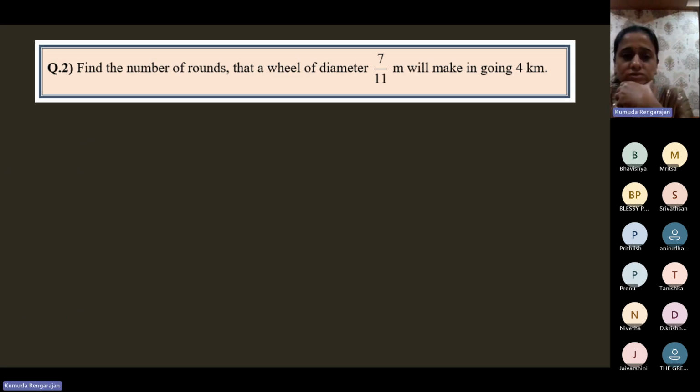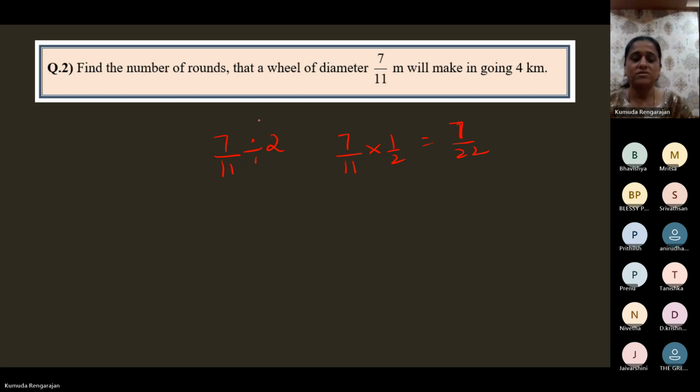Find the number of rounds that a wheel of diameter 7 by 11 meters will make in going 4 kilometers. Find the number of rounds, that is the number of revolutions. So radius is 7 by 11 divided by 2, so 7 by 11 into 1 by 2. So 7 by 22 is the radius.